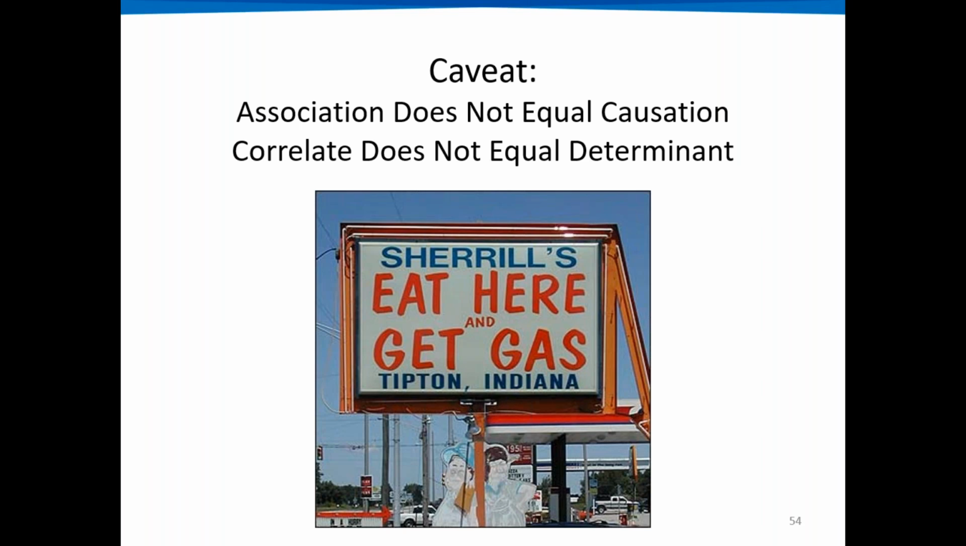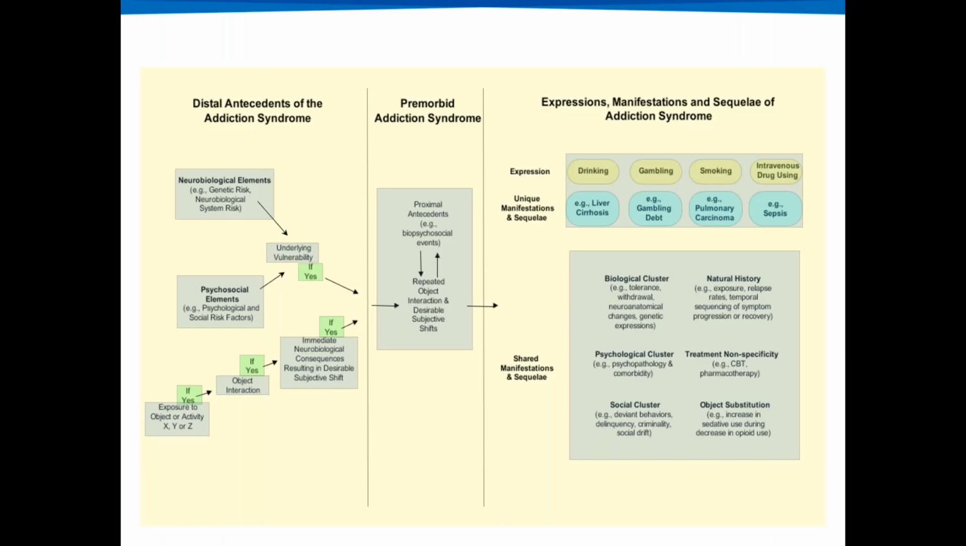We don't know from an association whether mental health or substance use issues influence the development of gambling problems or vice versa, or whether some third set of factors influences both. And research is mixed as to whether the psychiatric comorbidity is a determinant, correlate, or consequence of addiction. The syndrome model shows it as both.